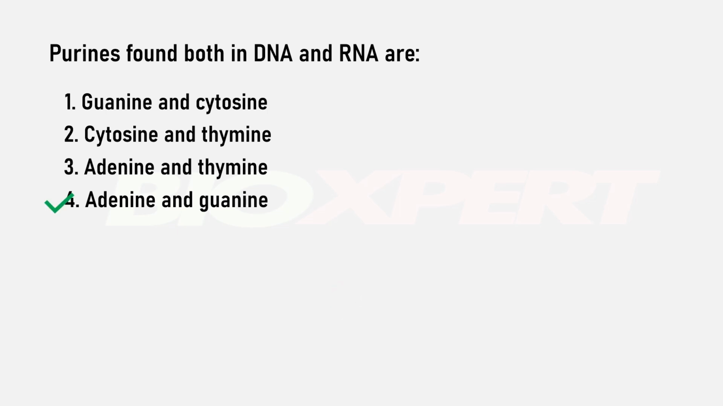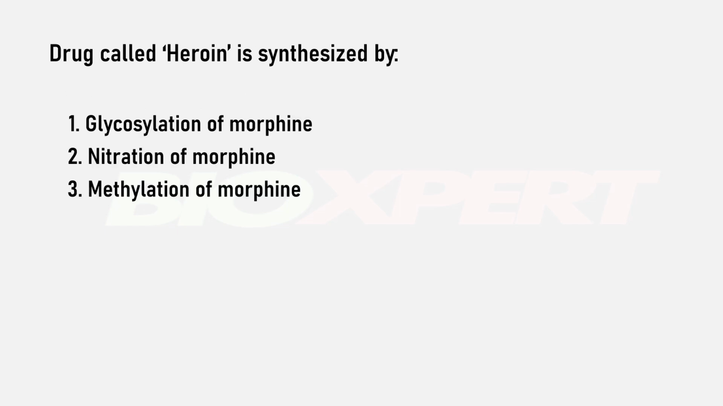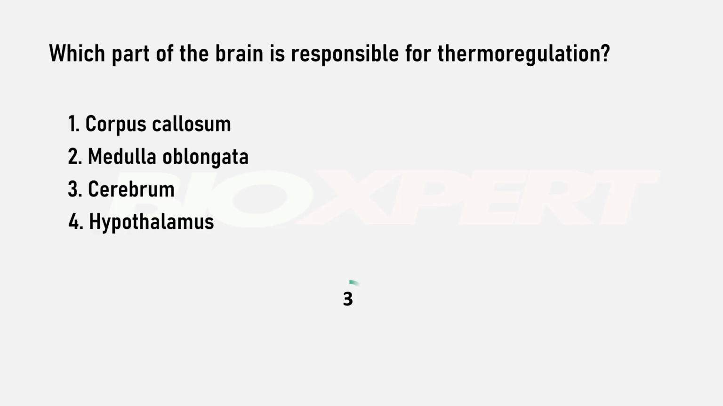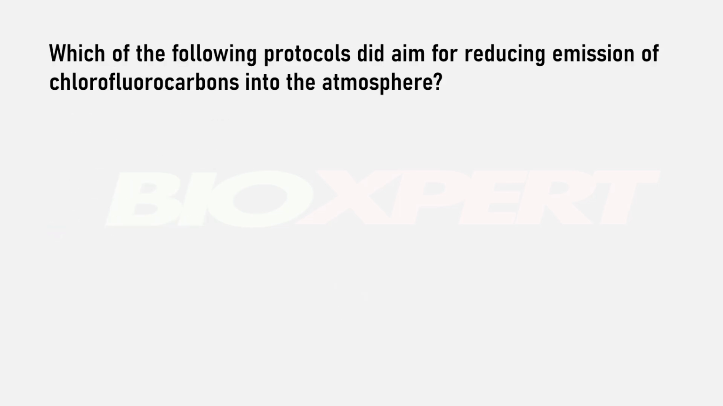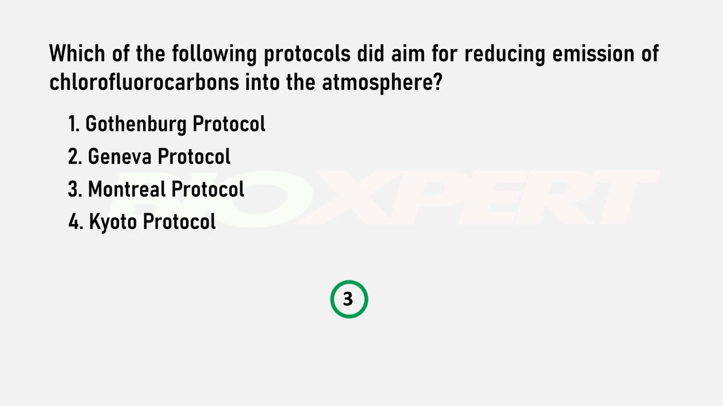adenine and guanine. Drug called heroin is synthesized by acetylation of morphine. Which part of the brain is responsible for thermoregulation? Hypothalamus. Which of the following protocols did aim for reducing emission of chlorofluorocarbons into the atmosphere?